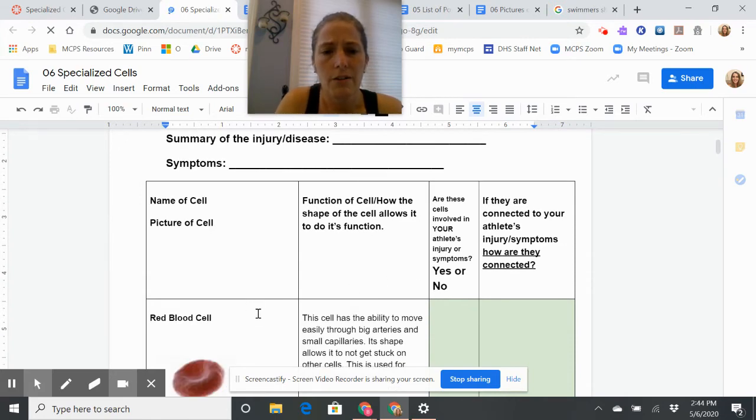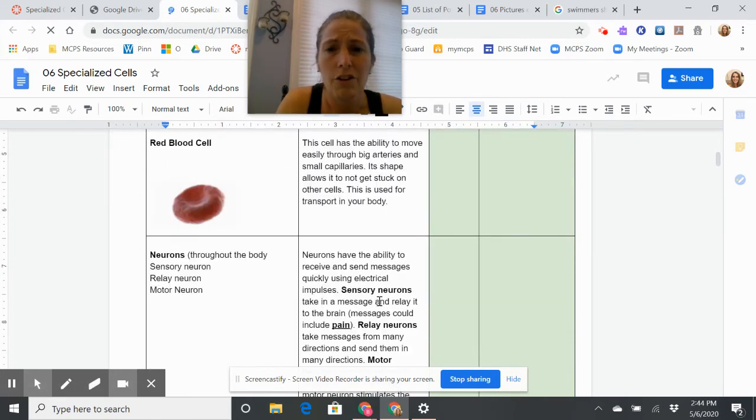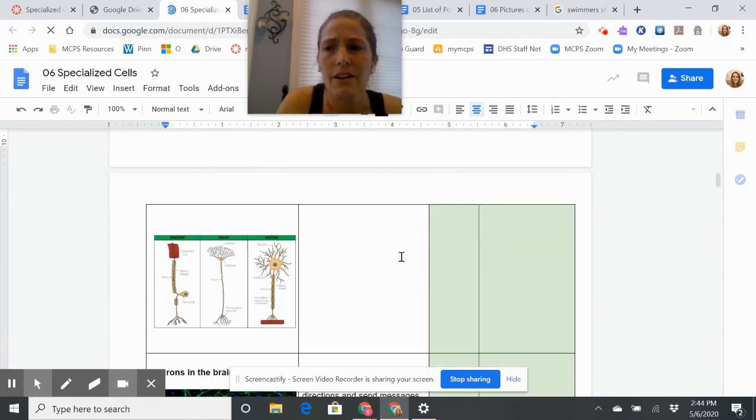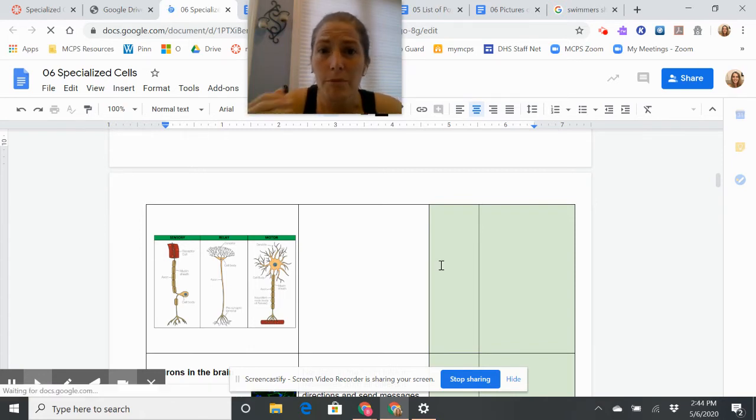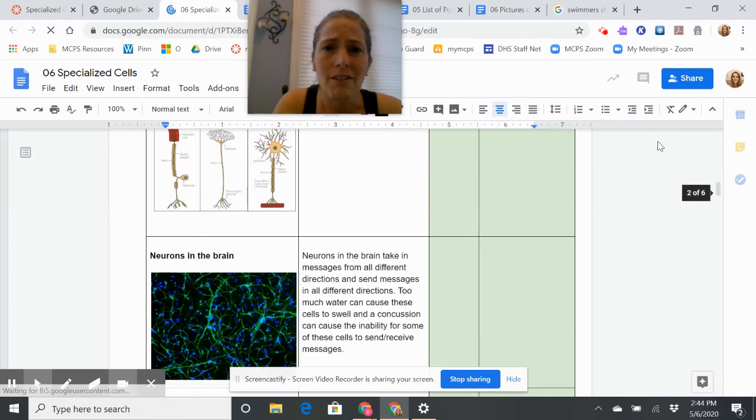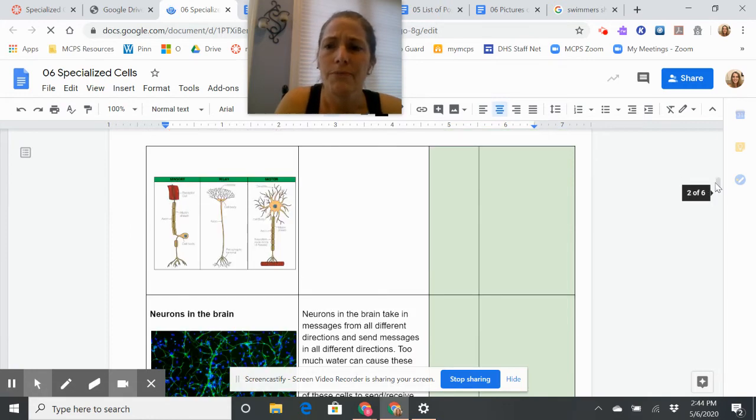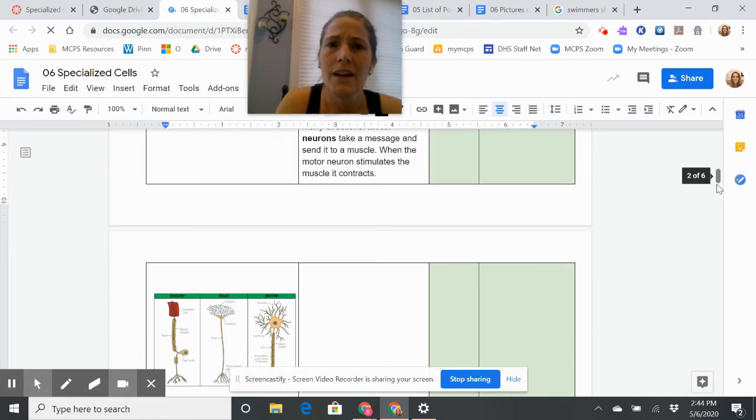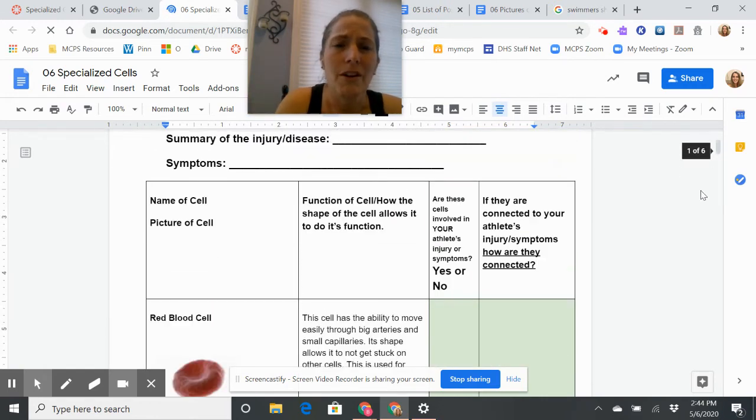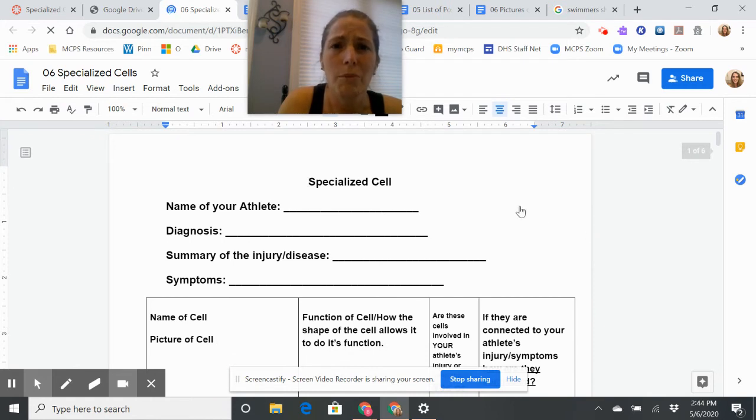And then as you go down through each of these, there is a type of cell, a picture of it, an explanation of what it does, and then your job is to tell me, is that cell related to your athlete's injury or your athlete's symptoms? Okay, and I even put a comment on here. If your athlete is in pain, then there's going to be neurons that are involved. If your athlete has any sort of swelling, then at the bottom, the cells that are involved in the inflammation response will all be involved in that. So read through.